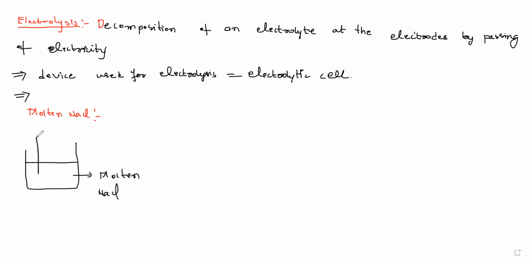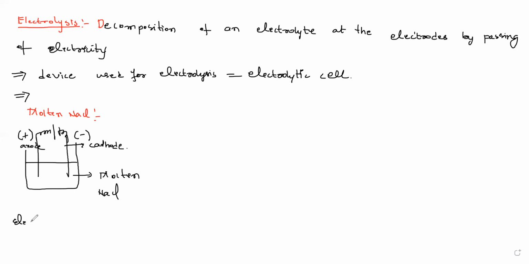It is dipped with two electrodes, which are connected with the battery. This electrode is acting as an anode and this electrode is acting as a cathode. The anode is connected with the positive terminal of the battery, that's why the sign of the anode is positive. The cathode is connected with the negative terminal of the battery, that's why it has a negative sign. These two are acting as the electrodes.